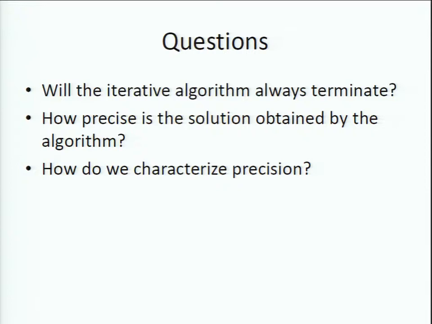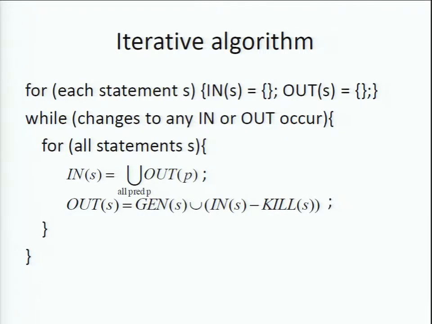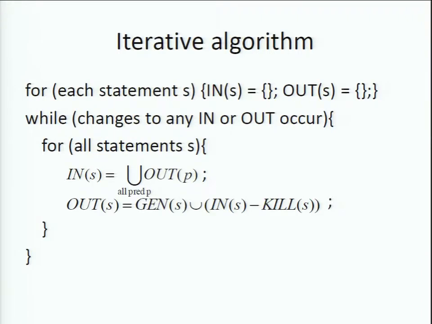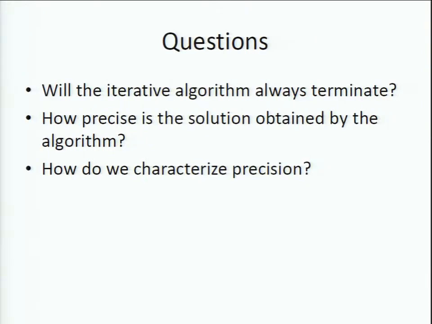Okay, so there are some obvious questions now. This is a very simple iterative algorithm which simply calculates this set of equations again and again. But how can we be sure that this algorithm will always terminate? Because there is a while loop here, and it doesn't seem to have any bounds on it. The other question is, how precise is the solution obtained by the algorithm, and in fact how do we characterize precision? These are some of the questions that I will try to answer now.